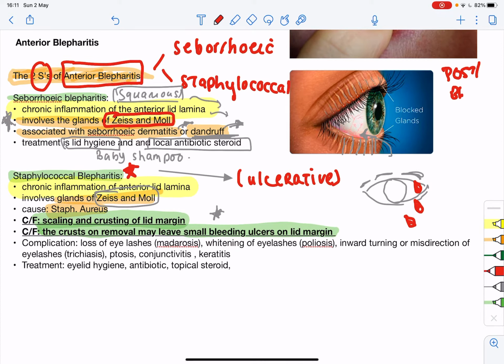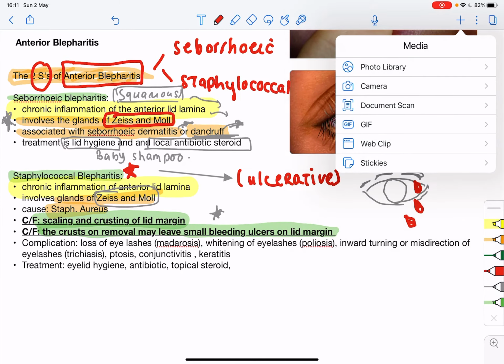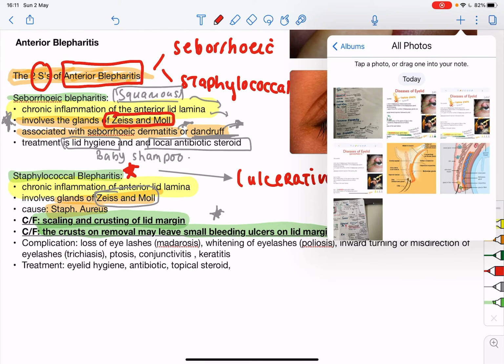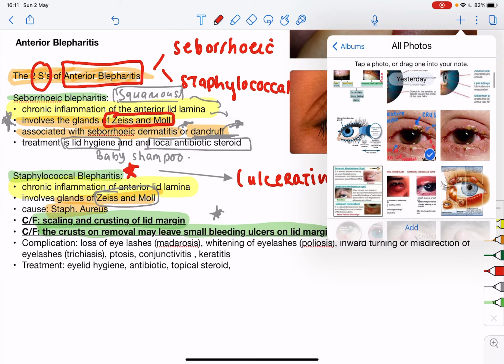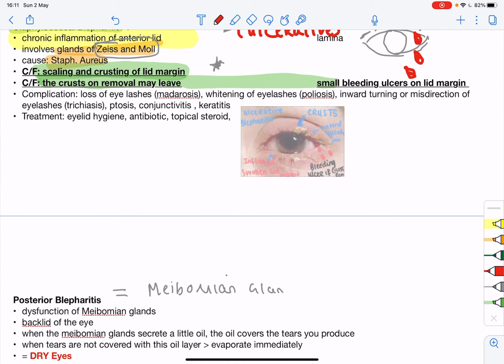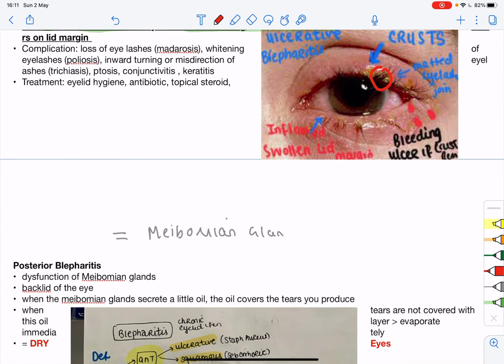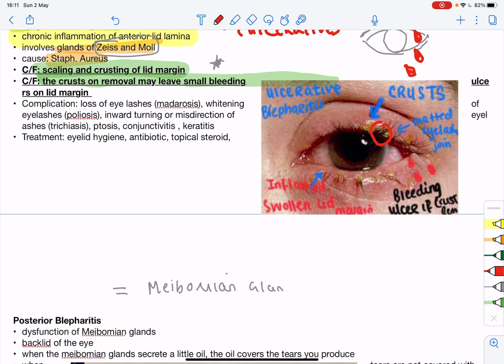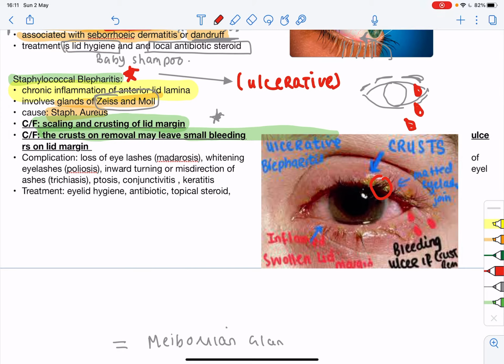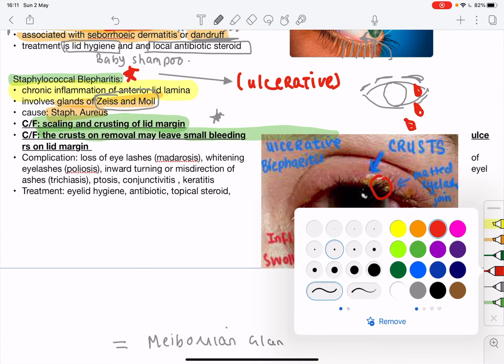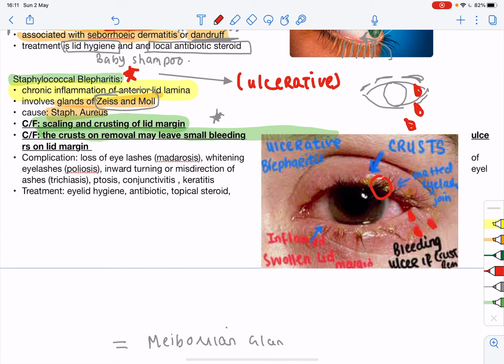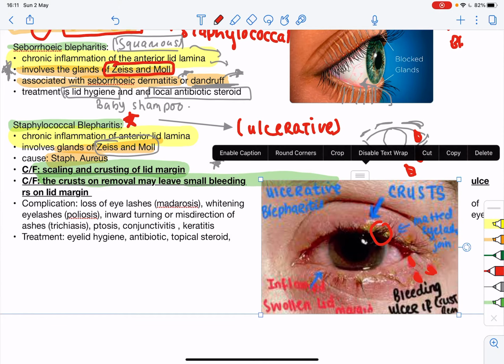There will be bleeding. Let me just quickly check if I have the diagram of this here. With the ulcerative blepharitis, here you can see the matted eyelashes which are joining together, and you can also see this yellow crusting, okay? These are signs of the ulcerative type of blepharitis where there's crusts and there's bleeding. I'm trying to draw the blood coming out. There's bleeding as well.